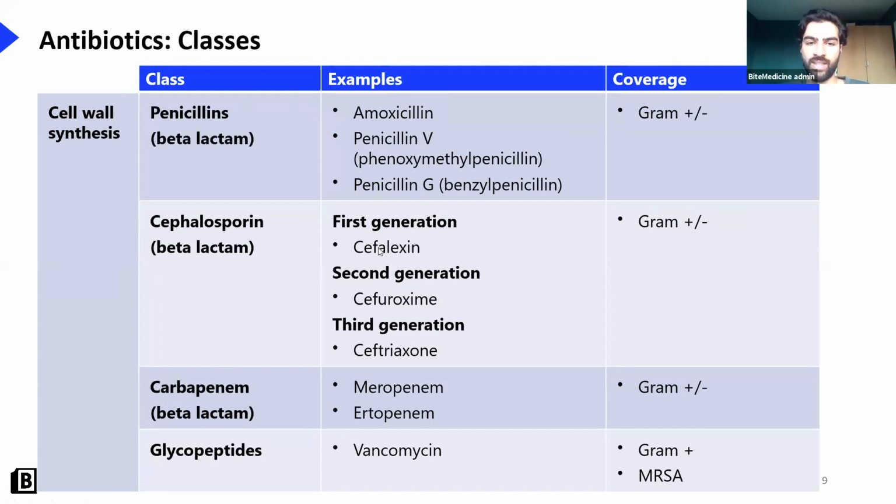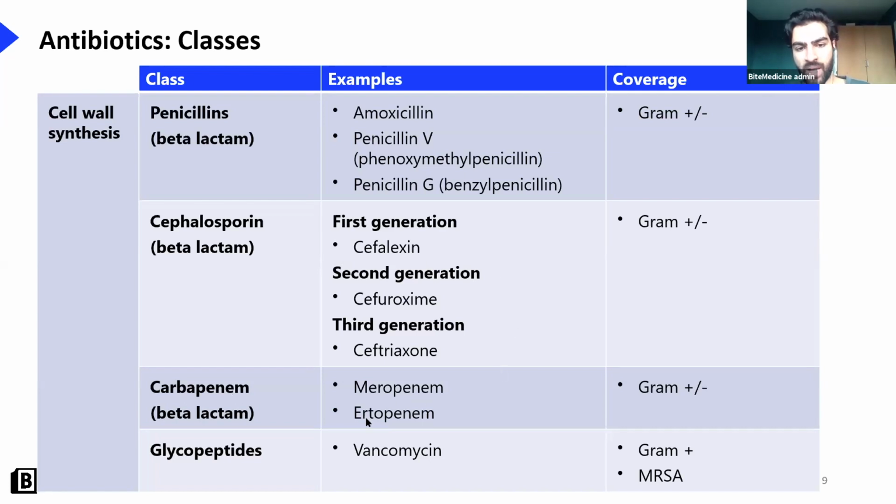So when cephalosporins were initially made, you had the first generation, and they were good against gram-positive bacteria, but they weren't very good against gram-negative bacteria. So with each successive generation, as someone's correctly said in the chat, you get better gram-negative cover. So ceftriaxone covers both gram-positive and gram-negative bacteria. Cefalexin primarily covers gram-positive bacteria. So with each successive generation, you get better gram-negative cover.